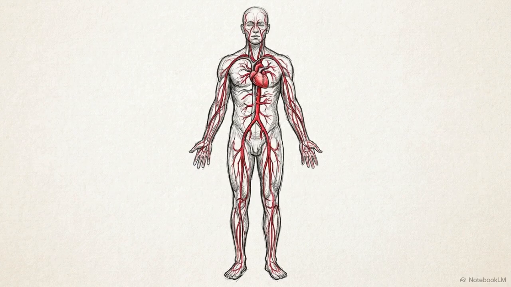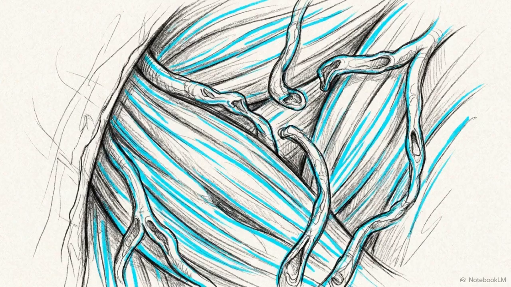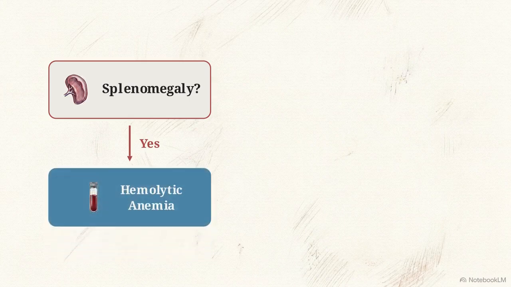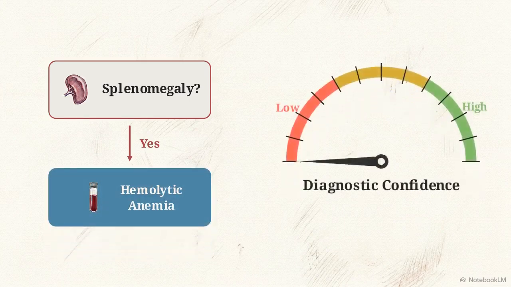Before looking at the specific diagnostic steps, it helps to remember that anemia affects the entire body systematically. A lack of healthy red blood cells starves tissues of oxygen from head to toe. This flowchart tracks the first step. An enlarged spleen, or splenomegaly, equals hemolytic anemia. Brilliantly simple for test-taking and pattern recognition on board vignettes.